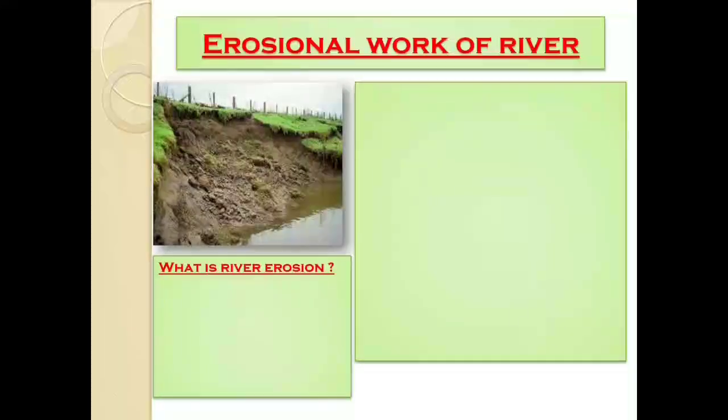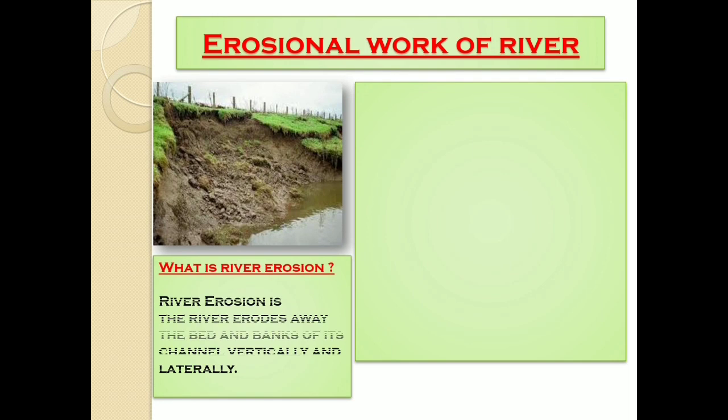Erosional work of a river. You can see here a picture of erosion. What is river erosion? River erosion is when the river erodes away the bed and banks of its channel vertically and laterally.